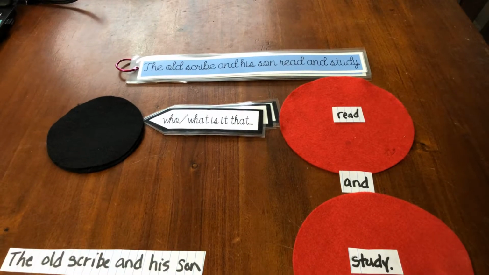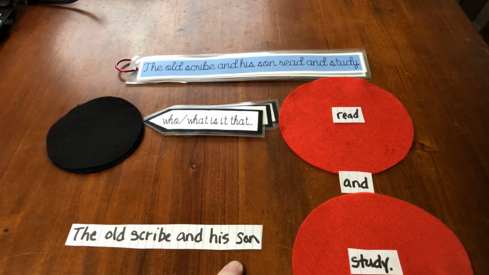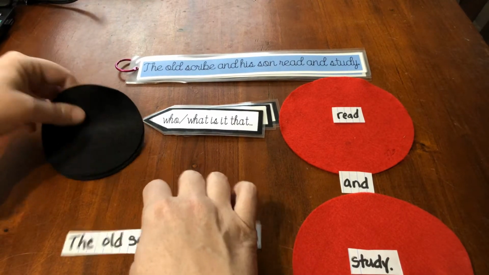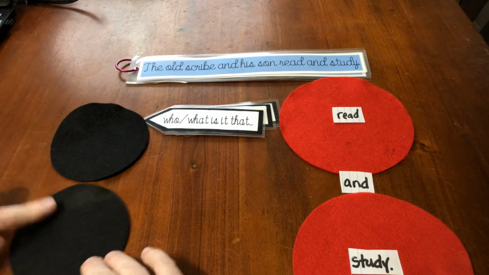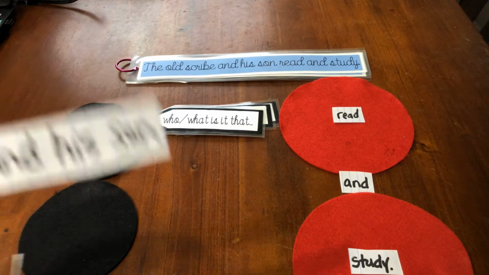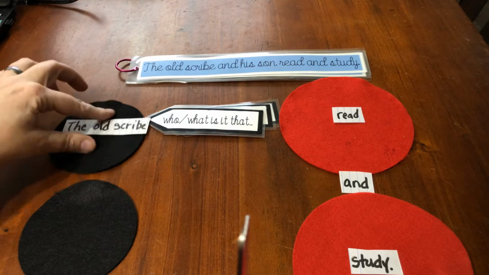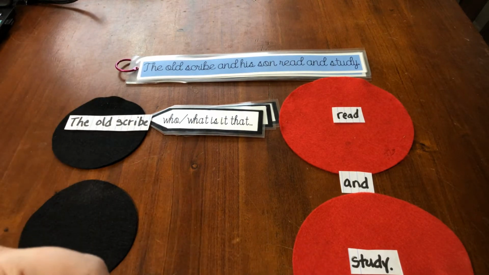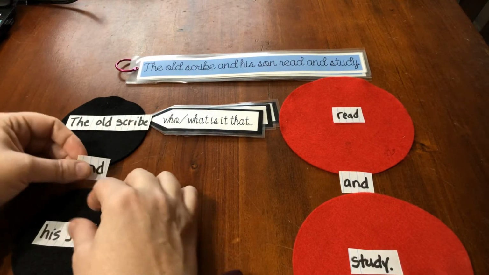Now let's look and see what our subject or subjects are. The old scribe and his son. The old scribe is one subject. His son is a second subject. So let's put our subject circles out. We have the old scribe is our first subject, so I'm going to put that up top. And his son. His son is the second subject, and I'll put and in the middle.